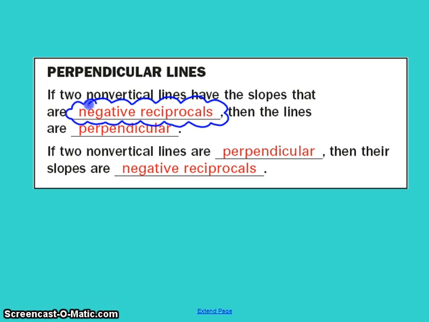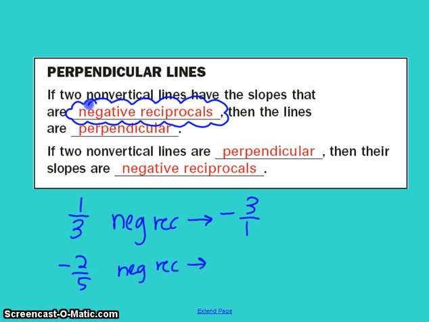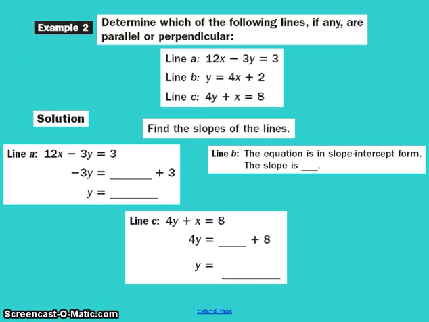Reciprocal means that you flip the slope that is the fraction. So if we had the fraction 1/3, the negative reciprocal would be negative, flip those numbers, 3/1. If we had the fraction -2/5, the negative reciprocal would be positive 5/2. If we had just 4 as our slope, the negative reciprocal for 4 would be -1/4. So if we're looking at perpendicular lines, you're looking for that connection of a negative reciprocal.